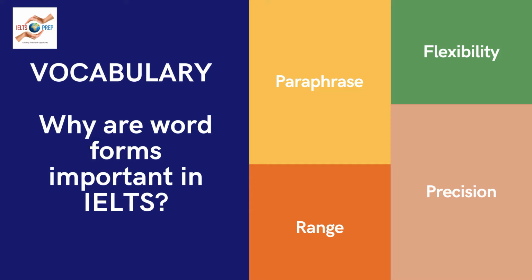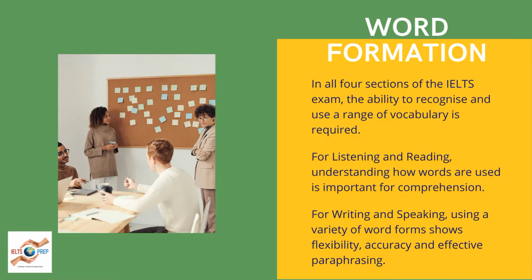Why are word forms important in IELTS? Well, they're important for a variety of reasons. In all 4 sections of the IELTS exam, the ability to recognise and use a range of vocabulary is required. For listening and reading, understanding how words are used is important for comprehension. And for writing and speaking, using a variety of word forms shows flexibility, accuracy, and effective paraphrasing.